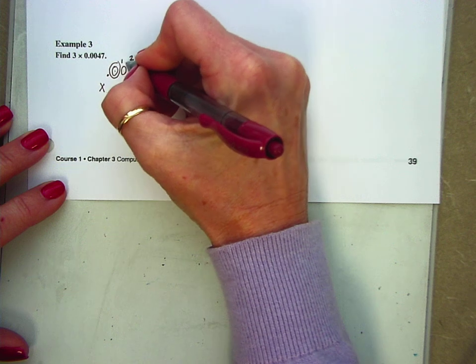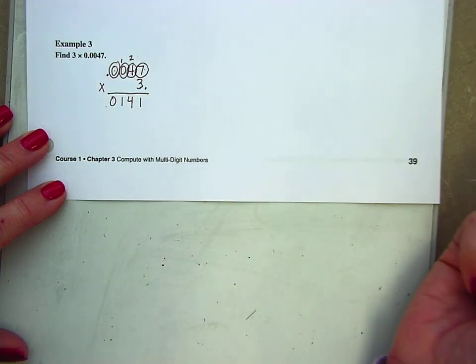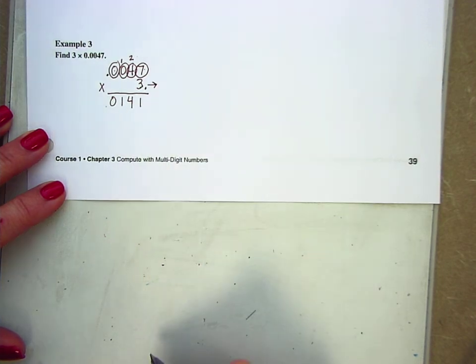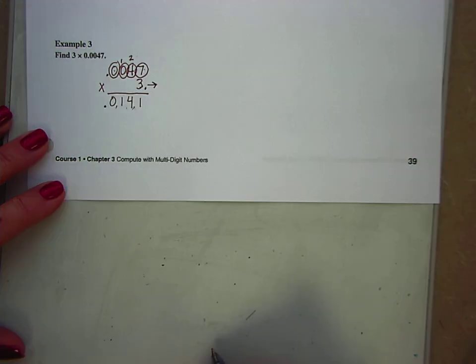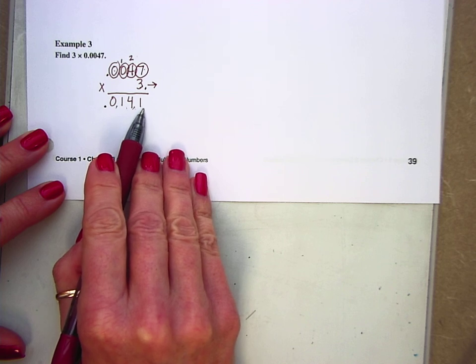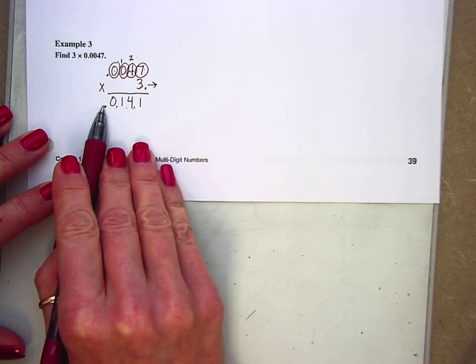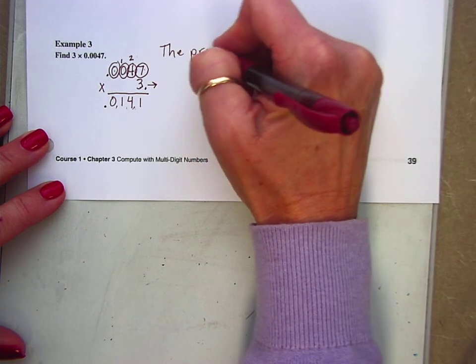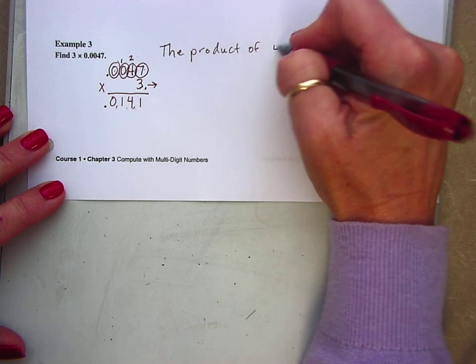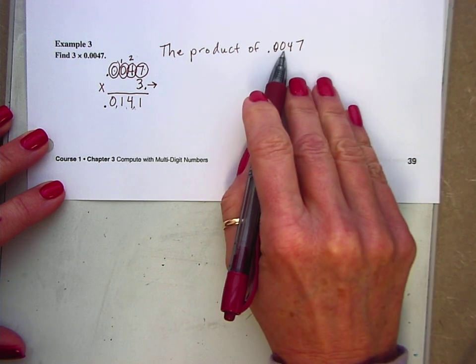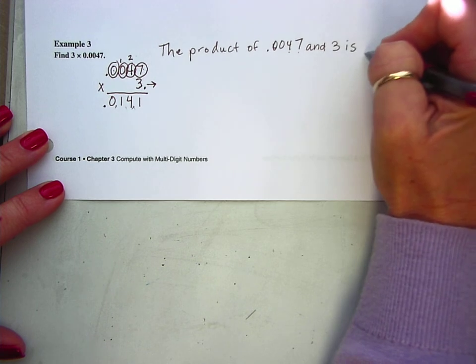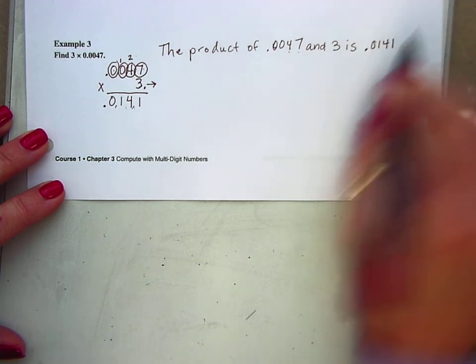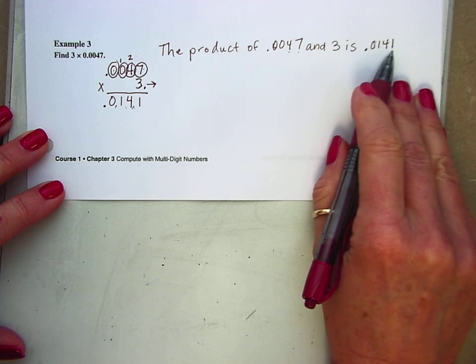Okay, so we have 1, 2, 3, 4 digits to the right of the decimal. This does not have anything to the right of the decimal. So we're going to scoop 1, 2, 3, 4 places, and it's going to land right there. I don't know if my hand was in the way. I started here, 1, 2, 3, 4. So you would say the product of 47 tenths, hundredths, thousandths, ten-thousandths and 3 is, okay, let's see how we would say this. 141 ten-thousandths.